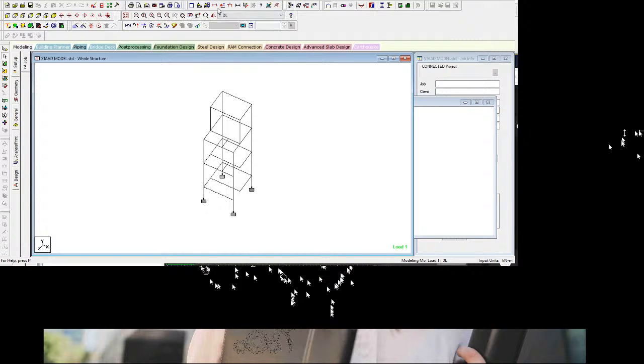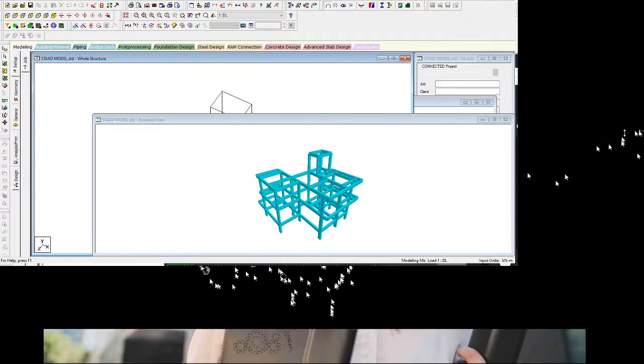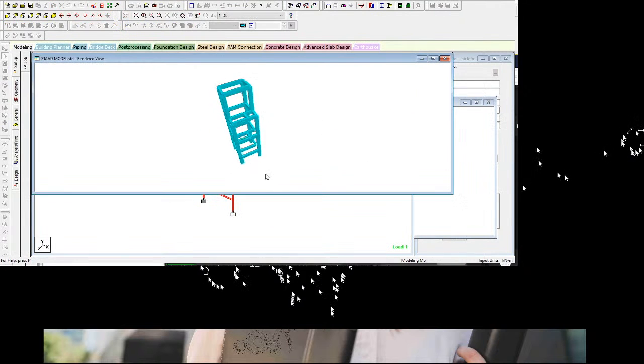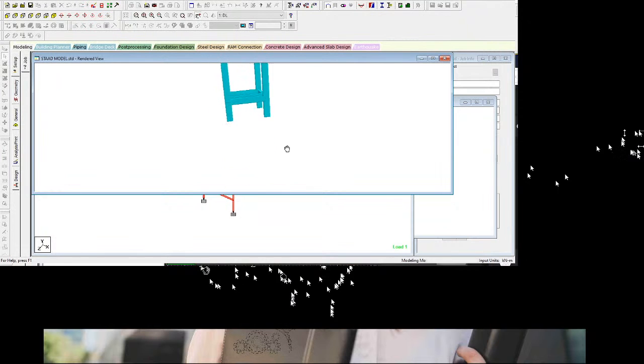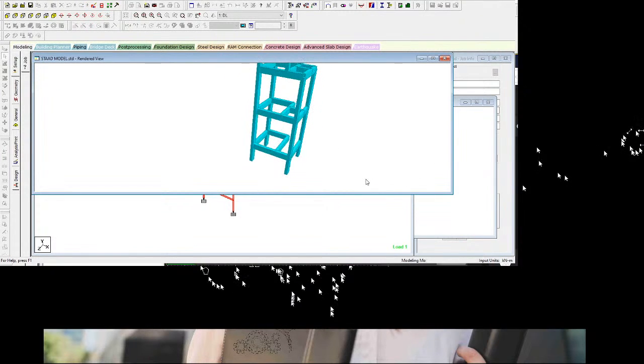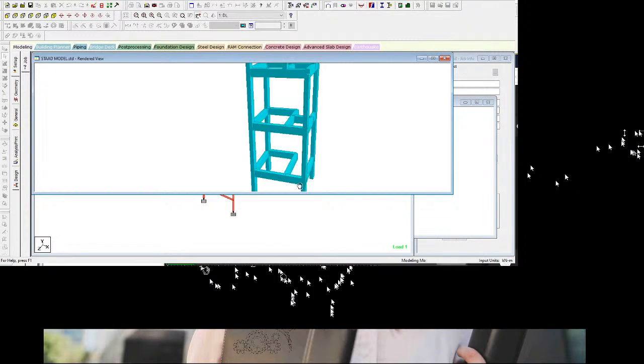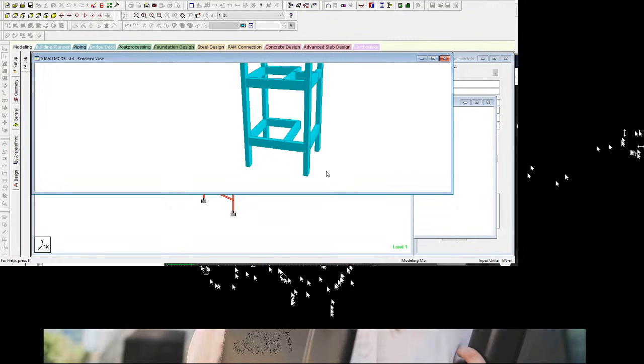Now we can see the rendered view. Okay, now what happened? This is our stair, right? This is the starting point of our stair. From here, this to this point, our landing, and from landing to this point. Now what happened?